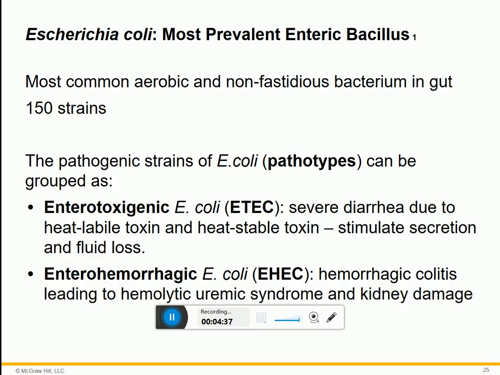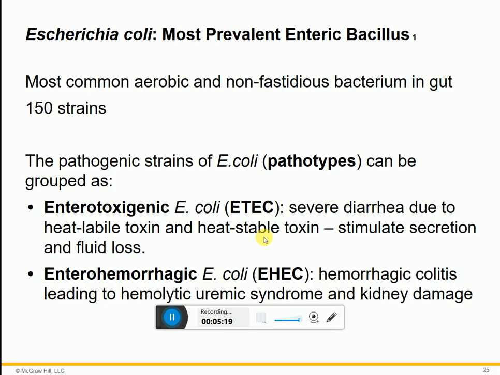The enterotoxigenic, or the ETEC, secrete an exotoxin that leads to diarrhea. That exotoxin will stimulate secretions by the intestine, leading to a lot of fluid loss and that diarrhea. Sometimes the toxin can be destroyed by heat. These are called heat labile toxins, while sometimes that exotoxin cannot be destroyed by heat, and that's called a heat stable toxin.